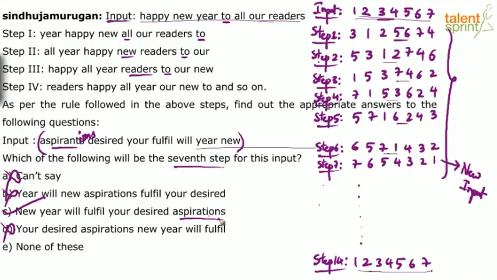Because how can aspirants become aspirations in the output? The words are not changing, right? But all of you can understand that this is a typo. There is a mistake, right? So option C is the correct answer. I mean, yes, you can say none of these also because words have changed, but ideally it should be option C. Let us go to the next question.